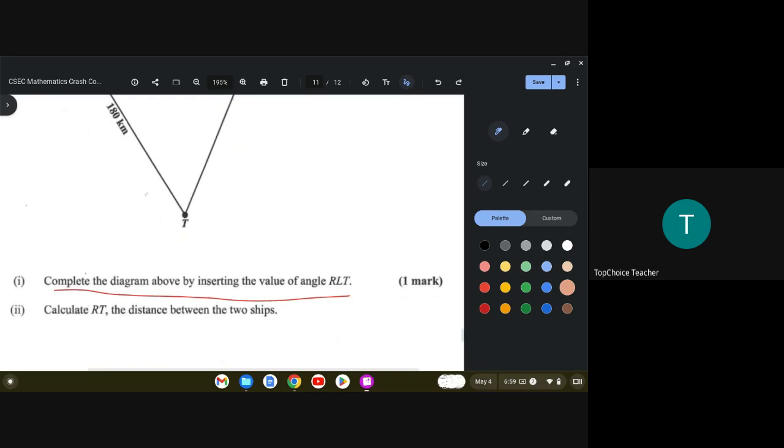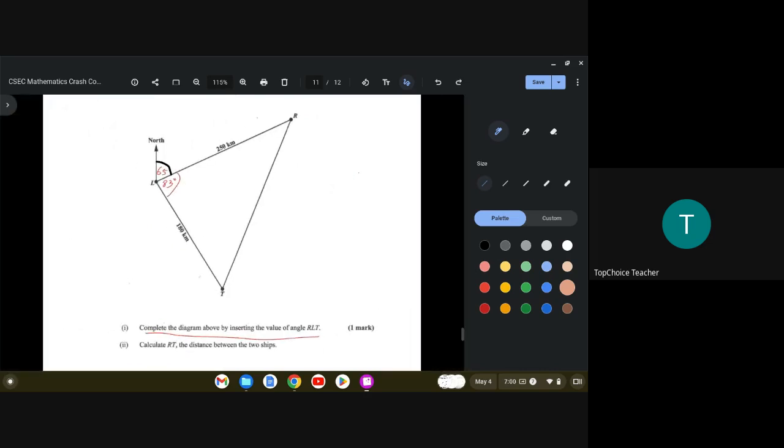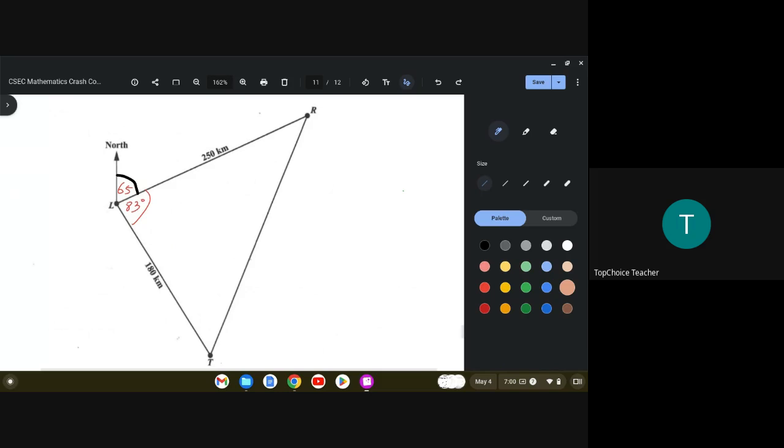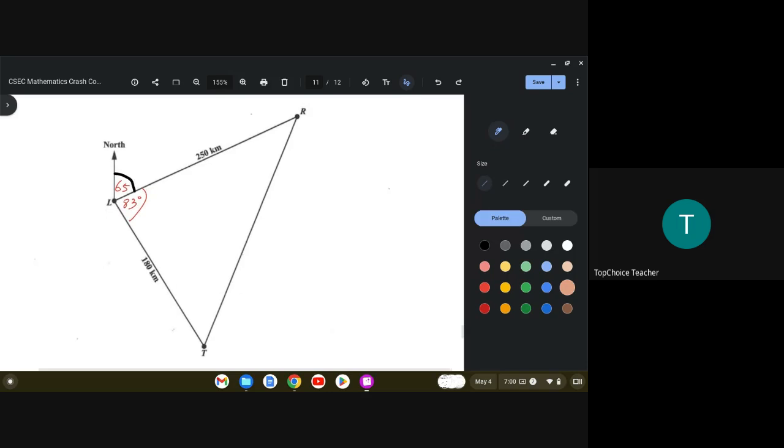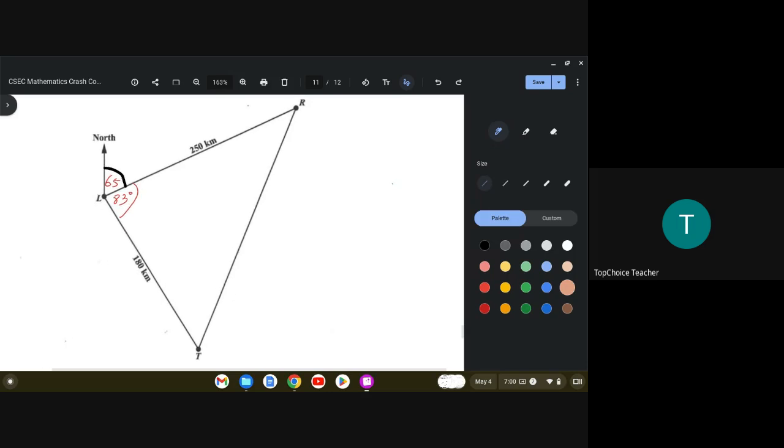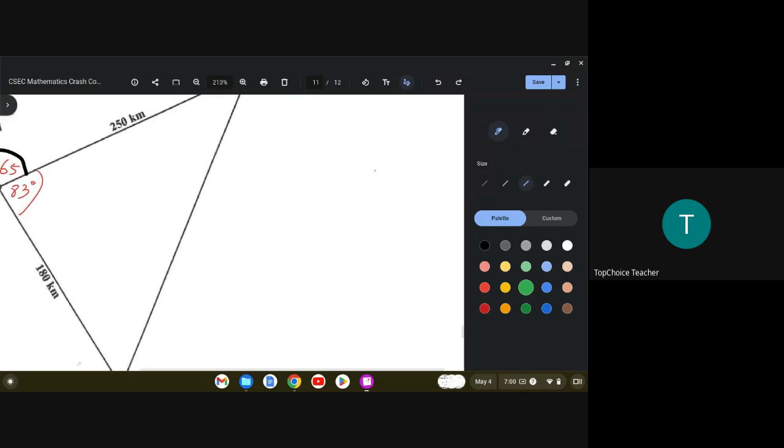Now, this is where the question veers off into trigonometry. Calculate RT, that is the distance between the two ships. RT is the distance between the two ships here. This is where you need to know the sine and cosine rule. This is where we actually arrive now at this question. You do not need to memorize the formulas for the sine and cosine rule because they are provided for you in your formula sheet.